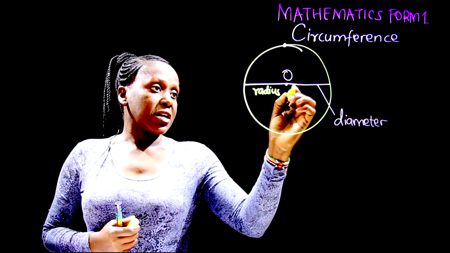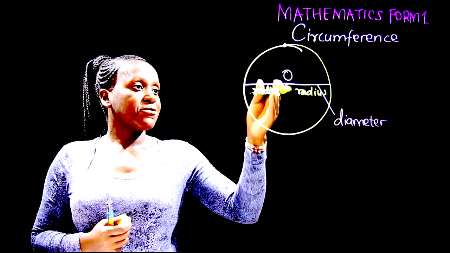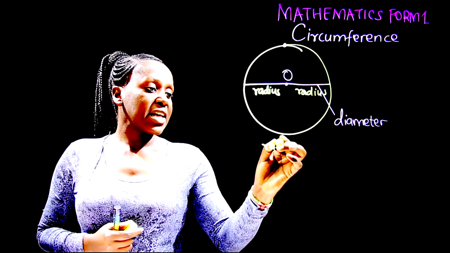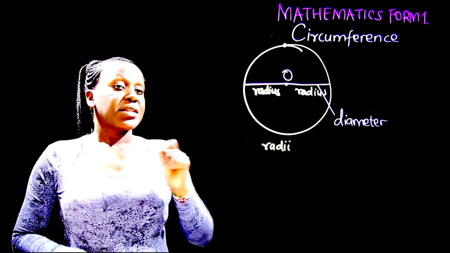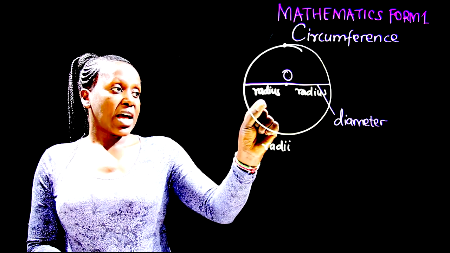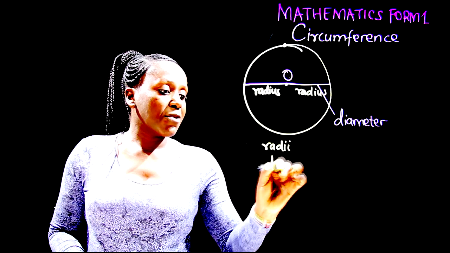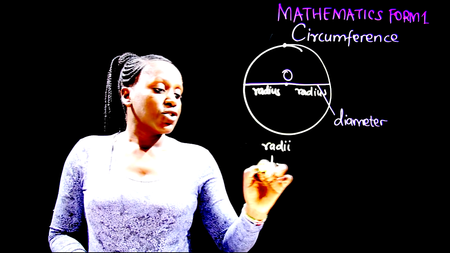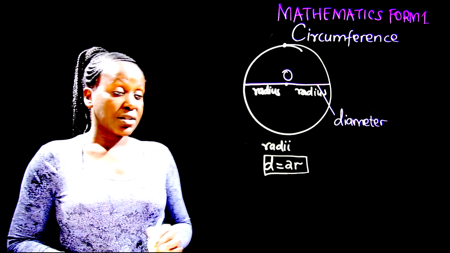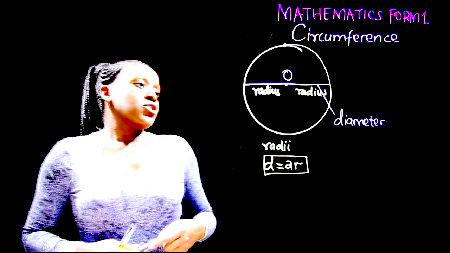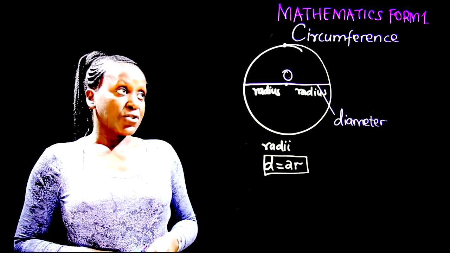So we have two radii. Even here we have a radius. If you have more than one radius, we refer to them as radii. According to this, we can derive the relationship between a radius and a diameter. A diameter is made up of how many radii? Two of them. So D is equal to 2R, and this is a relationship that you want to remember. The diameter and the radius can be used to calculate the circumference of the circle.